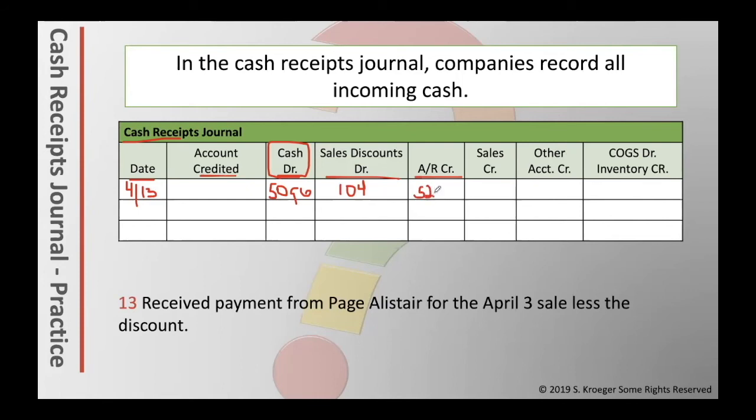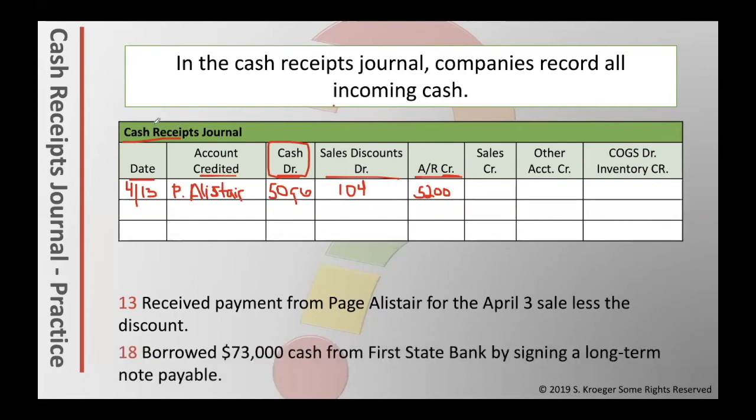Like I said, we're not using all the columns, only the ones that make sense for this transaction. The amounts and the accounts do match with what the journal entry should have been. We're not making up new entries here. It really needs to match. The account credited over here would be the name of the person. In this case, it would be Paige Alastair.